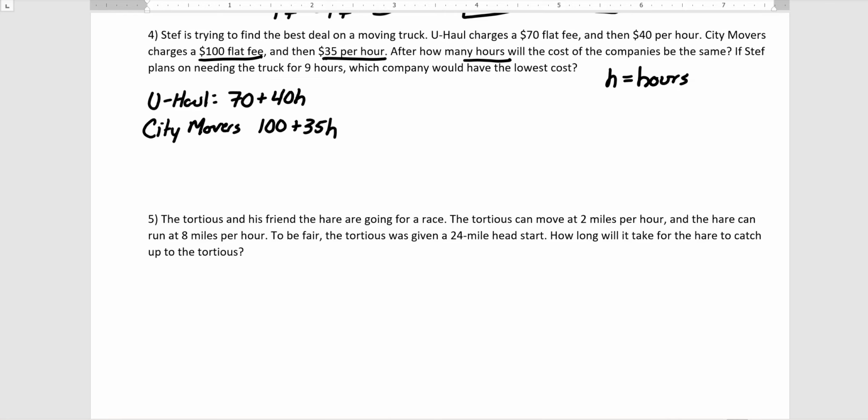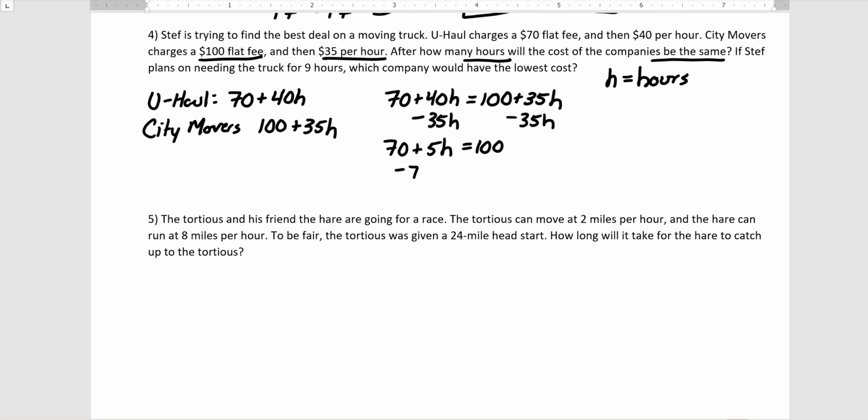So, first question, when will they be the same? So let's set those equal to each other. So we'll have 70 plus 40h equals 100 plus 35h. Let's solve that. I'm going to start by subtracting 35h from both sides so I can get my variables all on one side of the equation. So I'll have 70 plus 5h, right? 40 minus 35 is 5, equals 100. Then I'll subtract 70 from both sides. I'll have 5h equals 100 minus 70, which is 30.